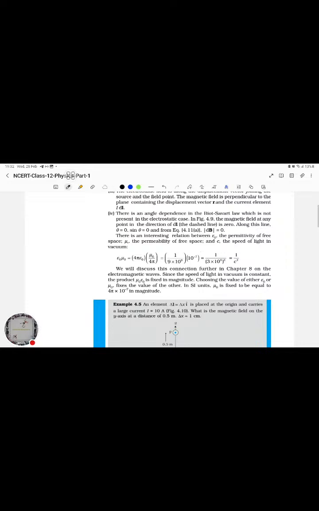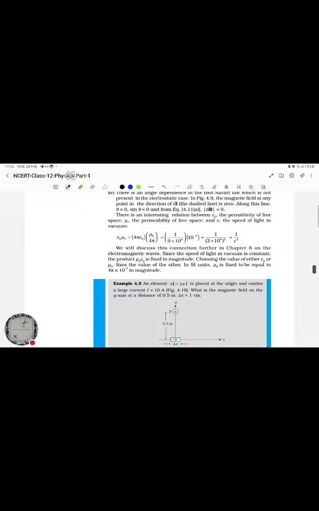Actually k is equal to 1 by 4 pi epsilon naught, which is equal to 1 by 9 into 10 power 9. And since the value of 4 pi epsilon naught is 9 into 10 power 9, multiplied by the 10 power minus 7 factor in the denominator, it turns out that we have 1 by 3 into 10 power 8, the whole square. Since we have seen the value of the speed of light to be that value in most cases, the product of the permeability of free space and the permittivity of free space is 1 by the square of the speed of light. We will discuss this connection further in chapter 8 on electromagnetic waves.